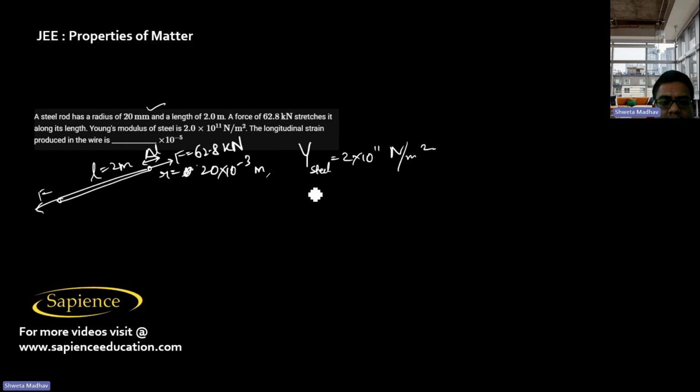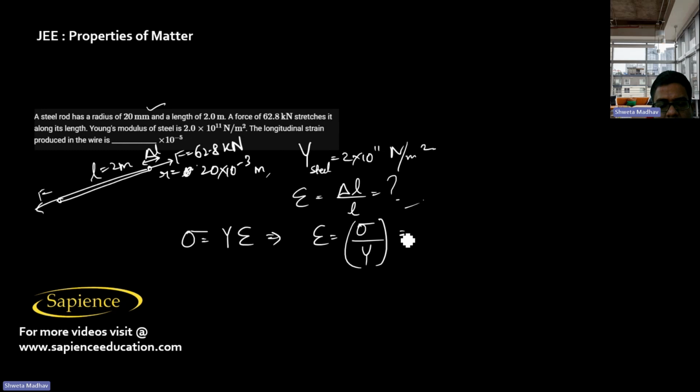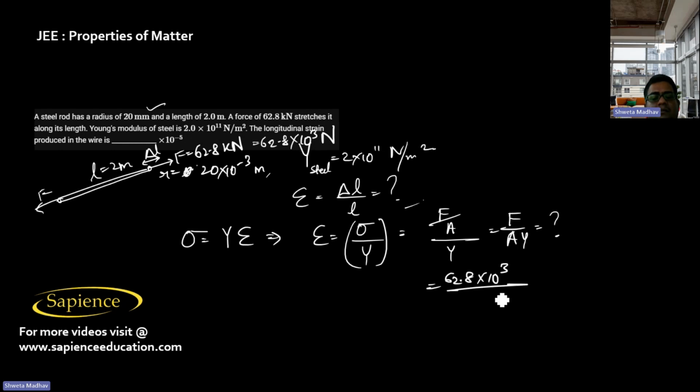So then the longitudinal strain, how much will that be? So epsilon, that is delta L by L, that one we have to find out. So we know that stress is given as Young's modulus into strain. So strain will be equal to stress by Young's modulus. So now stress, that is force by area, divided by Y. So that will be F by AY. This value we have to find out. Now the force is 62.8 kilonewton, means it is 62.8 into 10 power 3 Newton divided by A. A, that is pi r square.